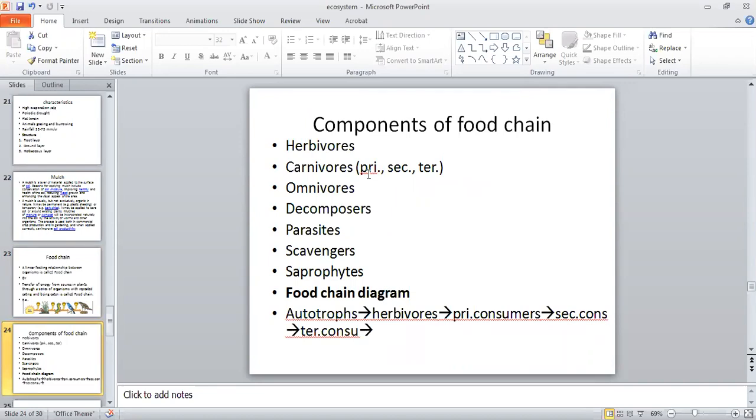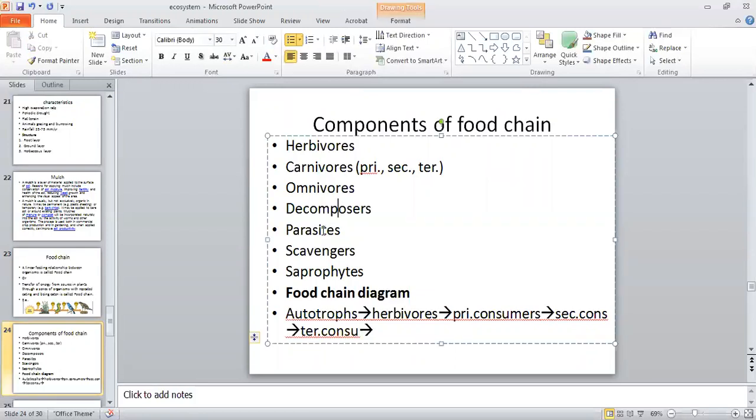Food chain is comprised of herbivores. At the base of every food chain, you will find a plant. Then there will be those organisms which are eating the plant, that is the herbivores. Then the carnivores. The carnivores have different categories: primary carnivores, secondary carnivores, tertiary carnivores. Then the omnivores, right, which can eat both the plants as well as the animals. Then the decomposers, parasites, scavengers, saprophytes, they can also be part of the food chain.